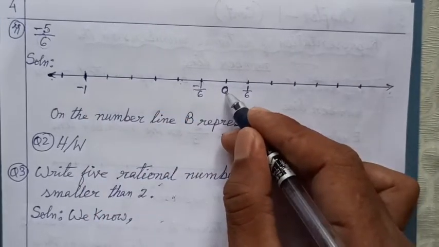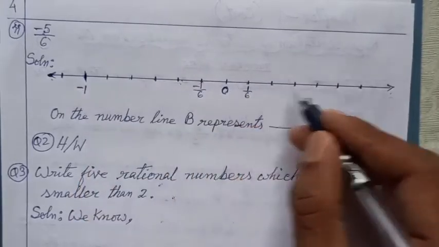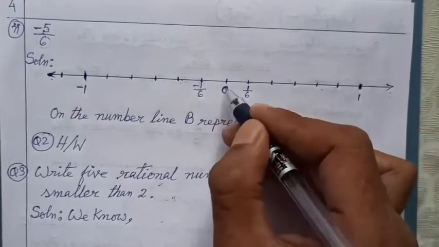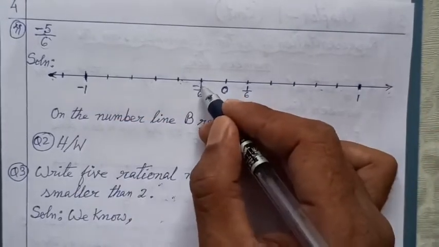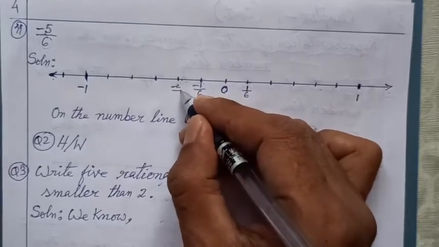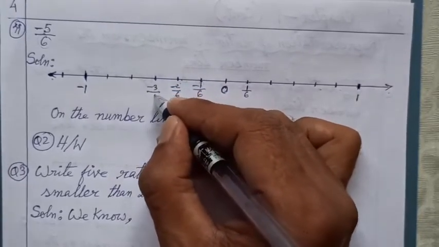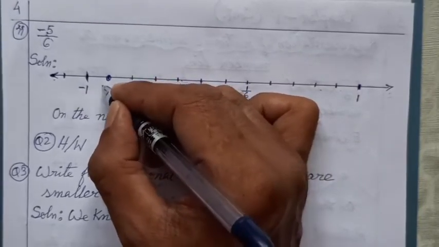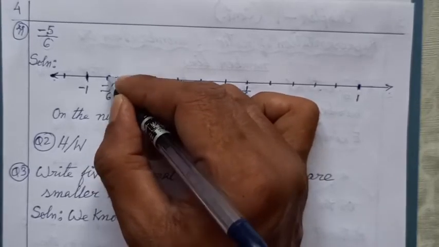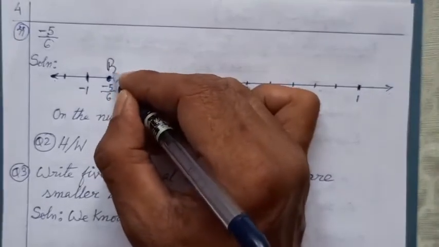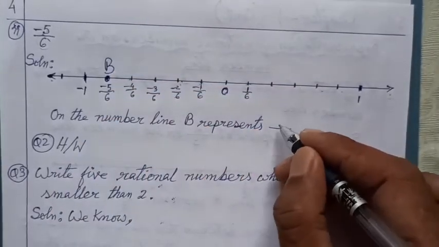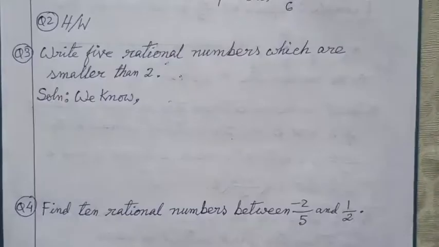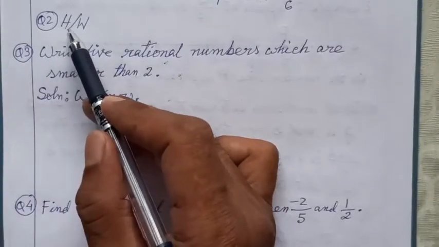On the left side of 0, we have to give a minus sign. On this right side, 1, 2, 3, 4, 5, 6, this point will represent number 1. Now on the left side of 0, this is minus 1 by 6, and this is minus 2 by 6, and this is minus 3 by 6, and this is minus 4 by 6, and this point will represent minus 5 by 6, and let's keep this point as B. On the number line, B represents minus 5 by 6. I hope you can understand this. Question number 2 is the same, so you try it as homework.